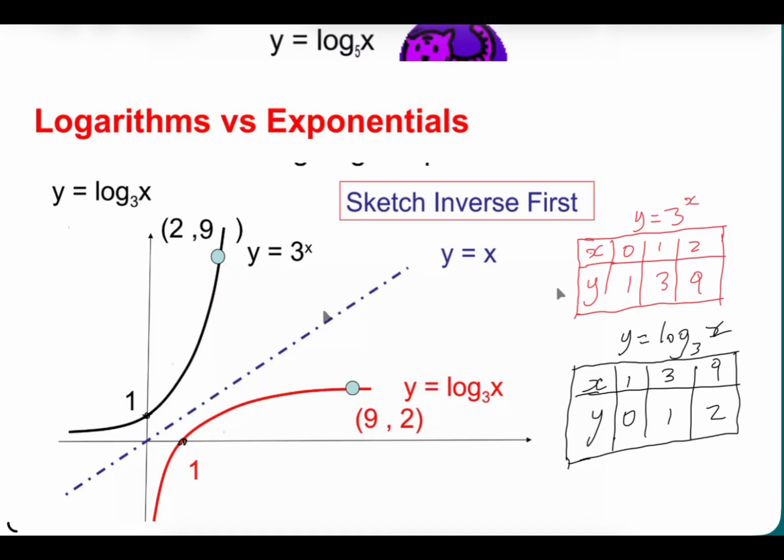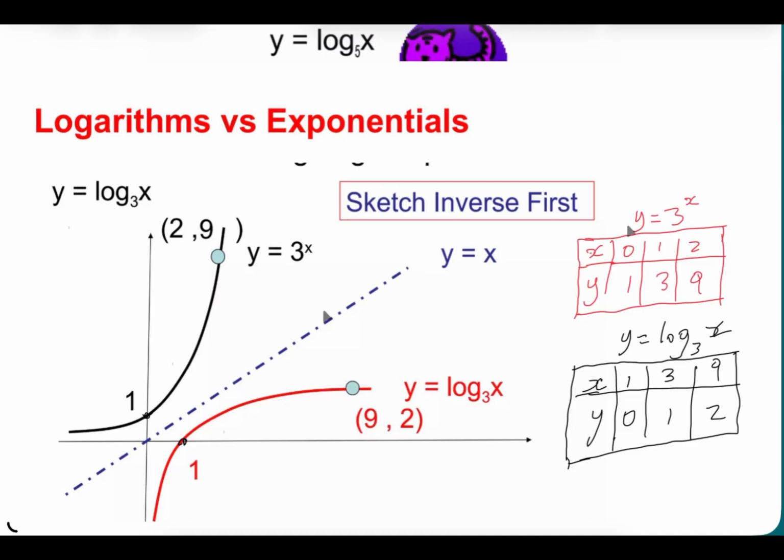So for example, if you're asked to graph y is equal to log base 3 of x, it's easier to find, as we have already found, y is equal to 3 to the x. When x is 0, y is 1. When x is 1, y is 3. When x is 2, y is 9, and so on. Interchange those values, because the inverse function will just be the opposite with the coordinates switched.